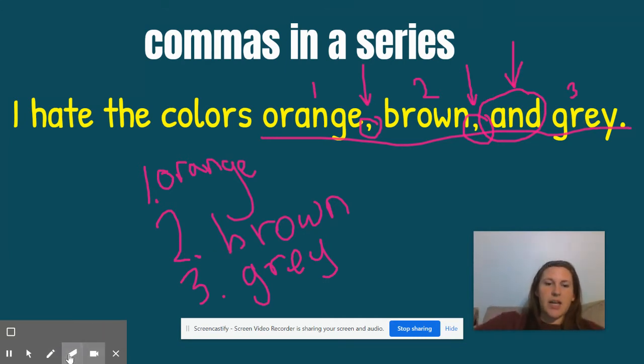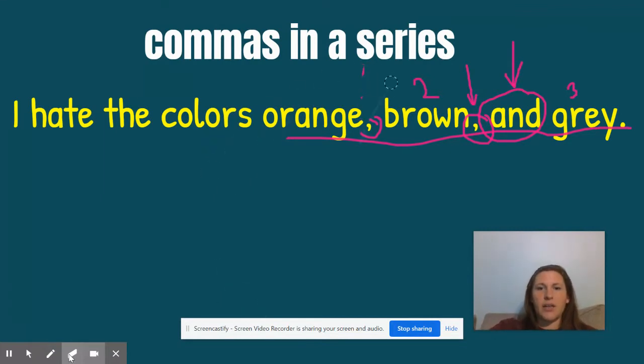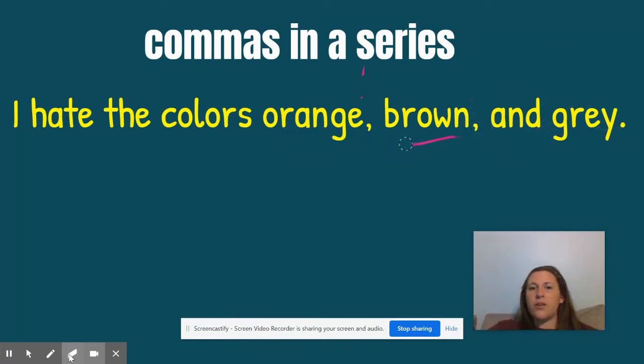All right, so Ms. Acton's got to erase all this. And as I'm erasing this, let's say our little thing again. 1, comma, 2, comma, and 3. Again, 1, comma, 2, comma, and 3.